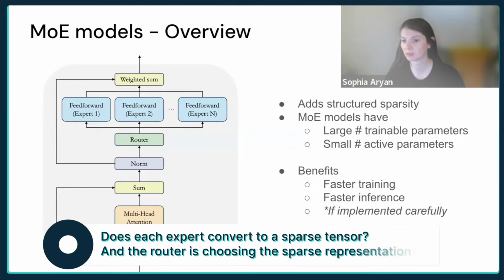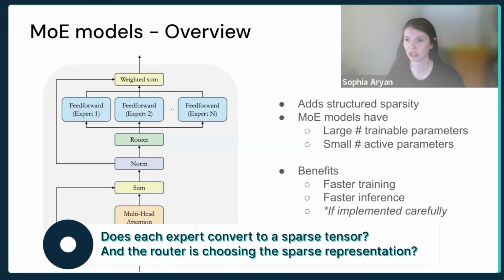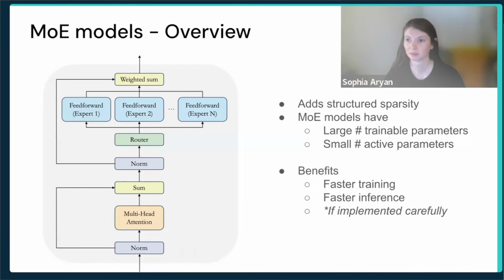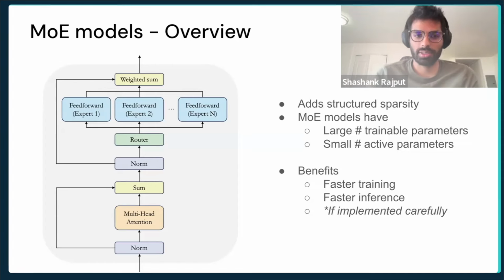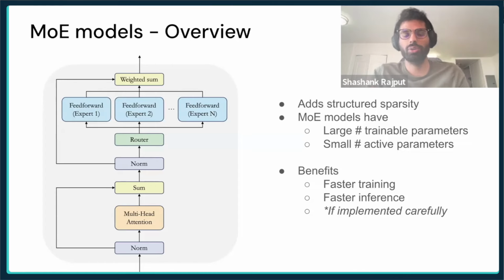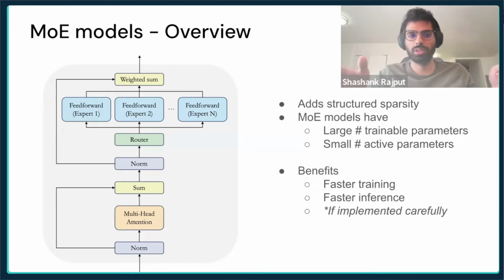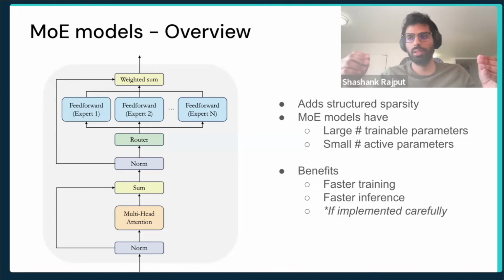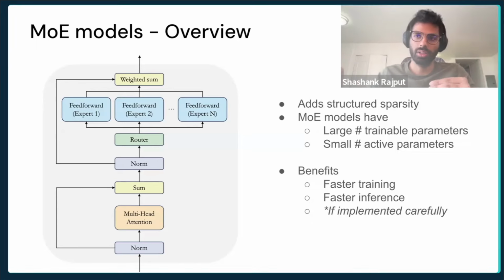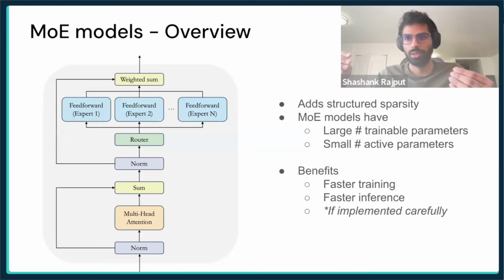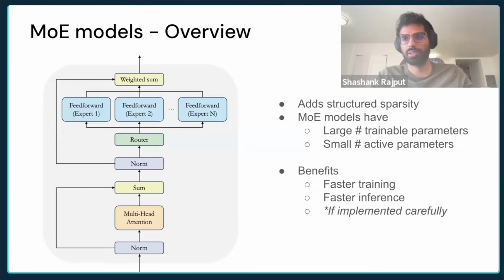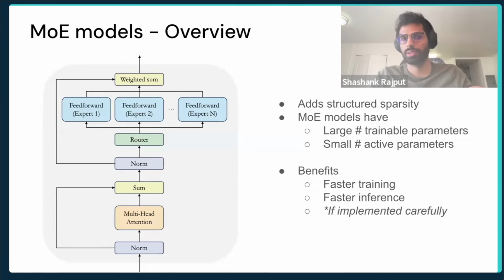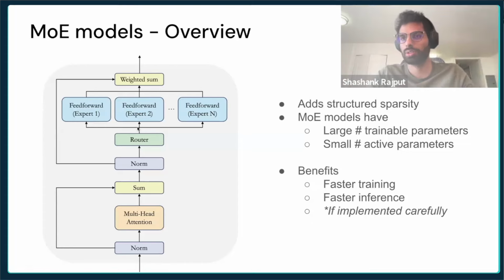Expert converts to a sparse tensor, and the router is choosing the sparse representation. Is this how it works? So no, the experts themselves are not sparse. It's just the very fact that out of these n experts, you are choosing a few of them. That is essentially what we are calling sparsity, in that sense. The experts themselves are not sparse tensors. The experts themselves are fully dense. So each of these experts is a fully dense two-layer neural network.